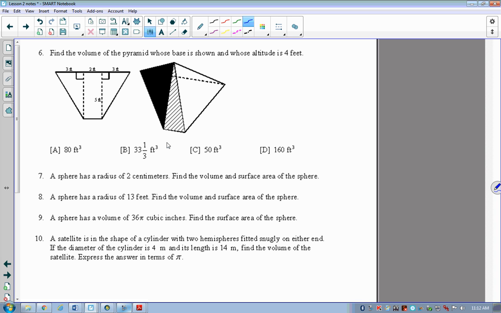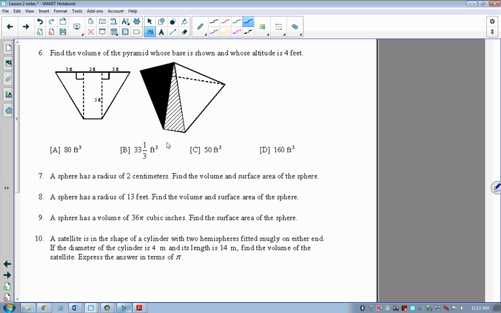Number 7, your surface area is 16 pi centimeters squared. Your volume is 10 2/3 pi centimeters cubed.